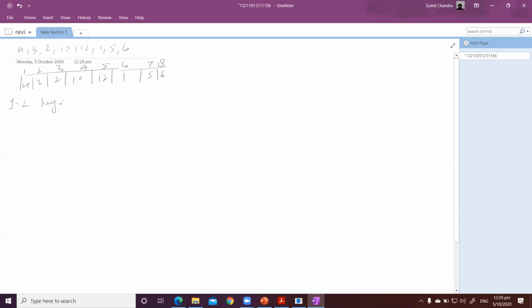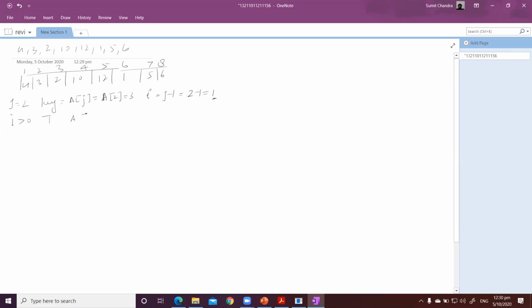So always remember key is equal to a[j]. That is equal to a[2], that is equal to 3. i is equal to j minus 1, that is equal to 2 minus 1, which is 1. What we have to check? We have to check whether i is greater than 0. This condition is true because i value is 1.